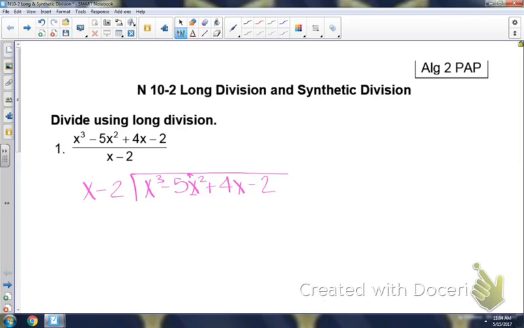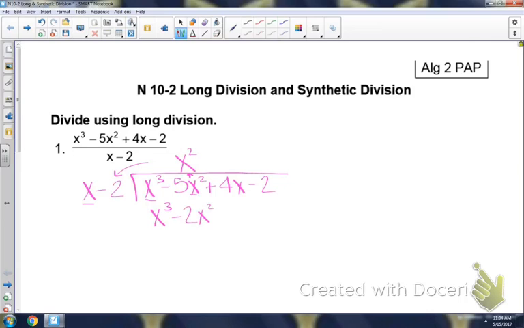Okay? So first off, you need to look at this first term and this first term. Figure out what you need to multiply by in order to get that x cubed. So we would need to do x times x squared in order to get x cubed. So once you find that term, you're going to multiply it by both of them. So that would be x cubed, and then x squared times a negative 2 would be a negative 2x squared.